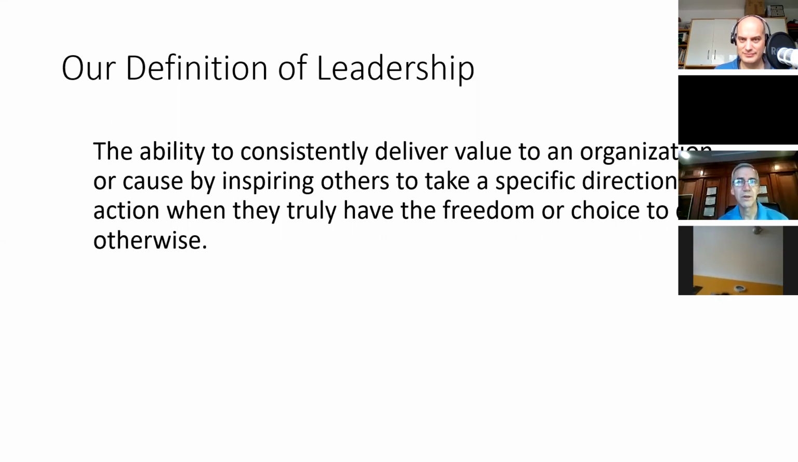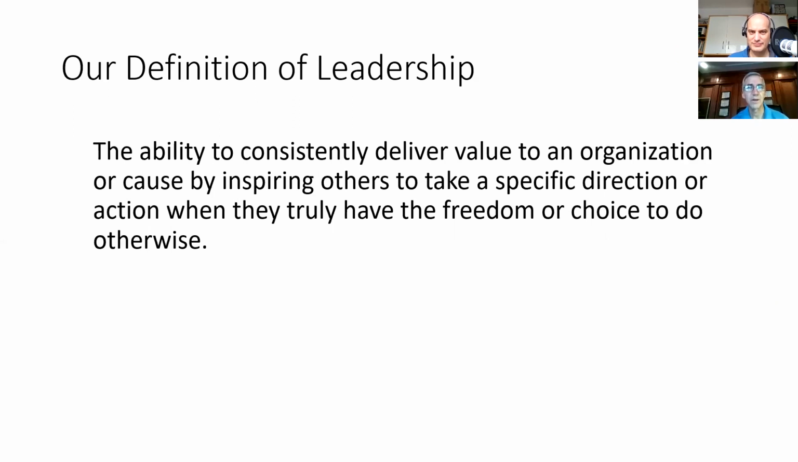So this is a definition that we first developed at Eli Lilly and Company when I was there, and I've tweaked it over the years. And it reads as: the definition of leadership is the ability to consistently deliver value to an organization or cause by inspiring others to take a specific direction or action when they truly have the freedom or choice to do otherwise. I would ask you to think about this definition, whether you find it appropriate for you, or think about what other definition might be appropriate. But I would guess that it's probably pretty close to this. So this is what we're striving to do. This is what I strive to do in any training that I provide, and this is what we'll be striving to do in the leadership course that we'll be presenting over the next few months.